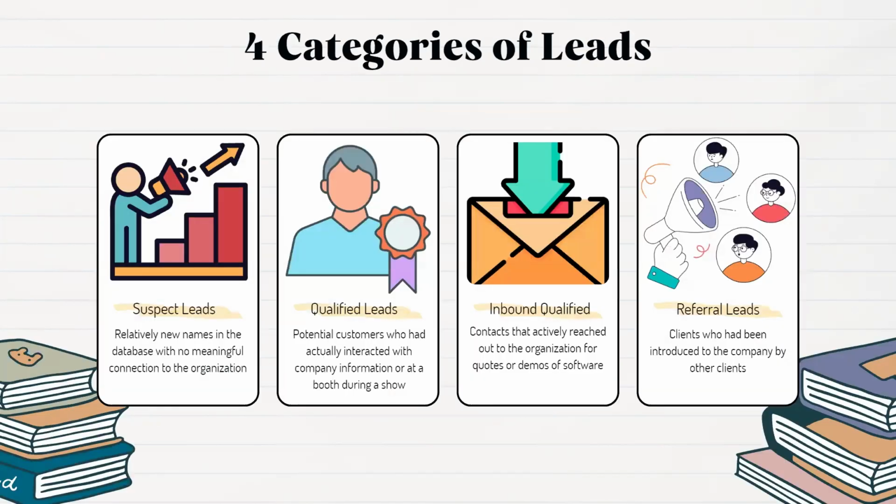So she decided to put these into four primary categories of leads. A suspect lead is a relatively new name in the database and it has no meaningful connection to the organization yet. A qualified lead would be a potential customer that actually interacted with the company, perhaps at a booth at a convention. An inbound qualified lead would be contacts that have actually reached out to the organization. They request a quote or a demo of the software.